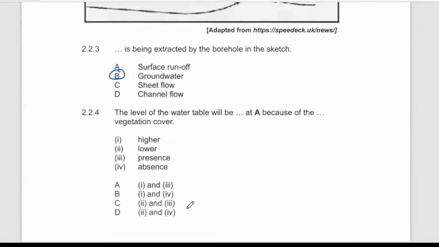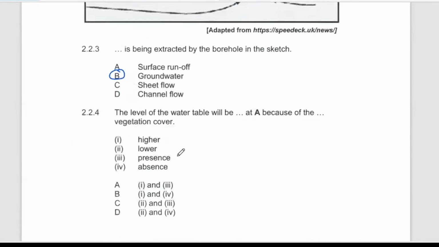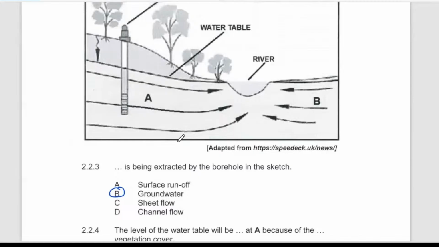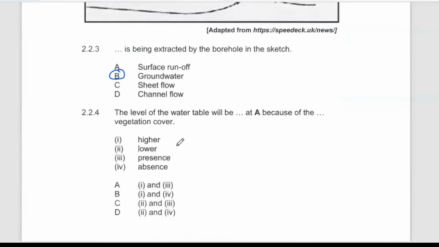If there is vegetation cover, the implication is that it's going to increase the infiltration of the rainwater into the ground storage. So because of the presence of high levels of vegetation around area A, we are likely to have our water table being higher because there is more water being fed into groundwater storage, and that will result in the upliftment of the upper zone of saturation of groundwater, which is our water table.